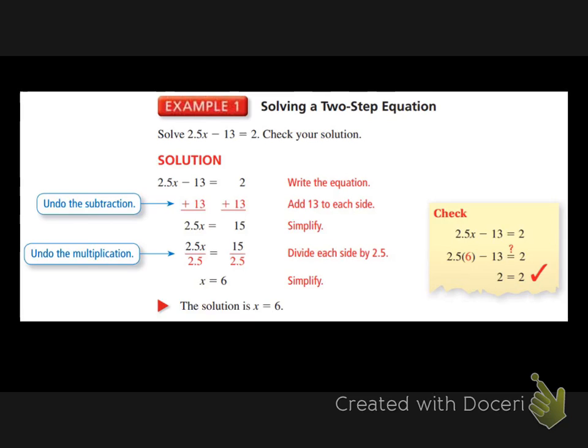In order to check that, we just put 6 in where x used to be. And we've got 2.5 times 6 minus 13, which is 2. So 2 equals 2, and so it checks out.